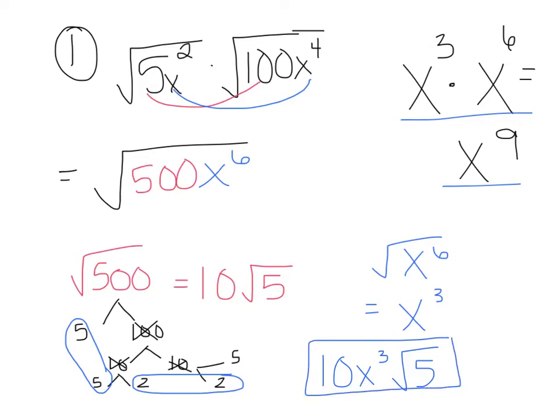Again, let's go back to this problem because there were a lot of steps. First, we multiplied everything together. We added our exponents on the x's to get the 6. And then we broke it apart into square root of 500 and square root of x to the sixth. We broke down the 500 to get pairs of 5 and pairs of 2 to multiply those together to get the 10. Your leftover was 5, so that goes here. X to the sixth: 6 is divisible by 2, and 6 divided by 2 gives you 3. So the square root of x to the sixth is x cubed. And then we just put everything together in the end.